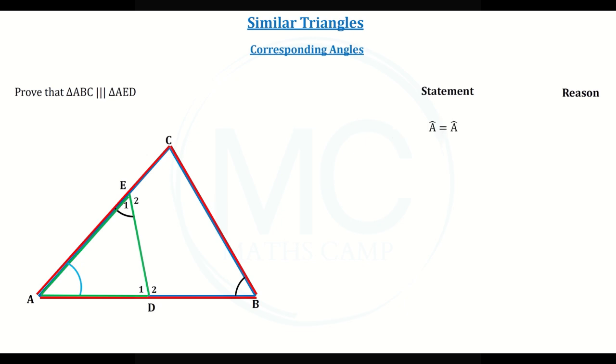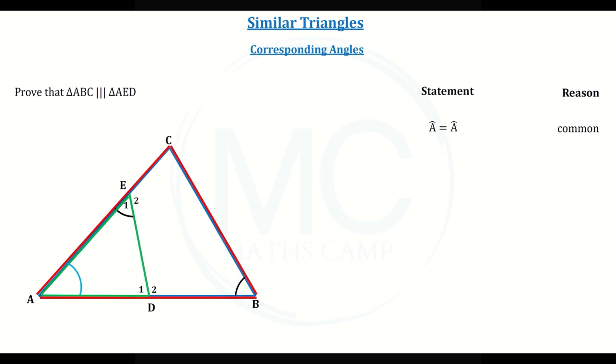Angle A lies in both ABC and AED, so it is a common angle in both triangles. So as our reason, we write common. If we ever have an angle that lies in two or more shapes, we use common as the reason why they are equal. Now we can move on to B.